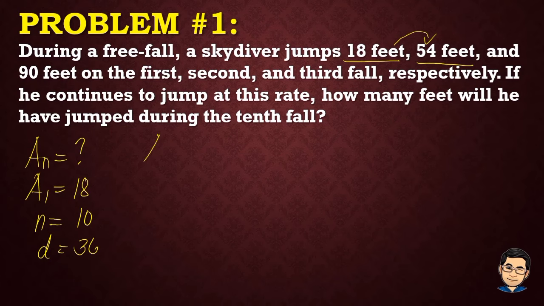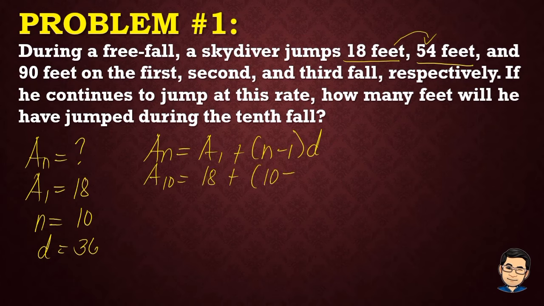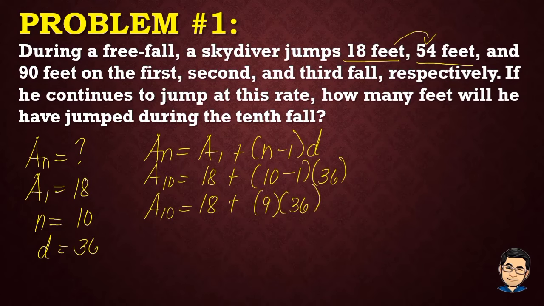So and then we apply the formula. A sub n is equal to a sub 1 plus the quantity of n minus 1 times d. Next, a sub 10 is equal to the first term, that is 18, plus n, that is 10, minus 1, and then multiplied by the common difference, 36. A sub 10 is equal to 18 plus, so 10 minus 1, that is 9, times 36. A sub 10 is equal to 18 plus, so the product of 9 and 36, that is 324. So finally, we add 18 and 324. That is 342.